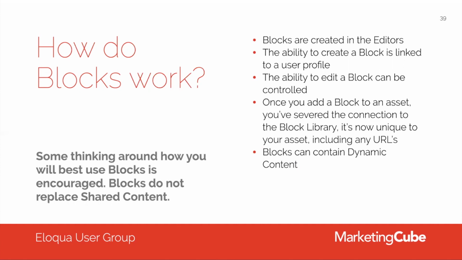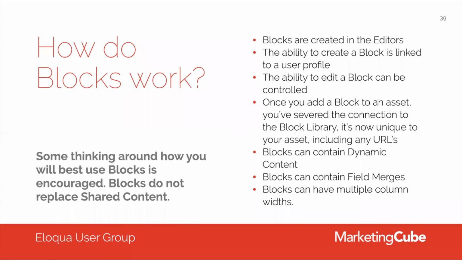So blocks can also contain dynamic content, and they can also be multiple width and field merges as well, sorry. So personalization, of course. And you could have multiple column widths. So looking at your email today, you might have a banner, and then you might have two columns underneath that, and then maybe one column at the bottom for the button or something. So you can mix those together to create blocks.